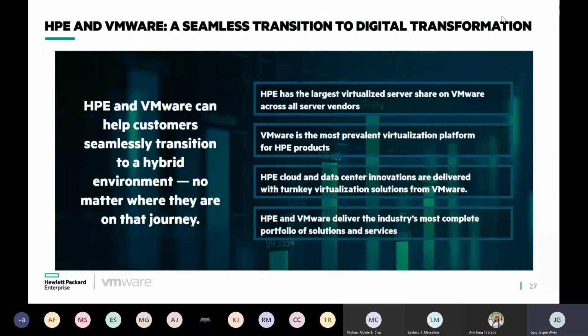With HPE and VMware, we want to give you a seamless transition to digital transformation. That is why HPE is the largest virtualization server share on VMware across all vendors. We also have innovative and turnkey virtualization solutions from VMware, as well as we include the industry's most complete portfolio for solutions and services with VMware.